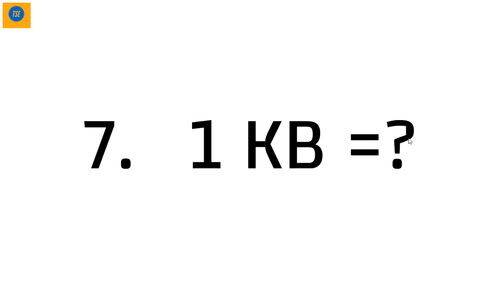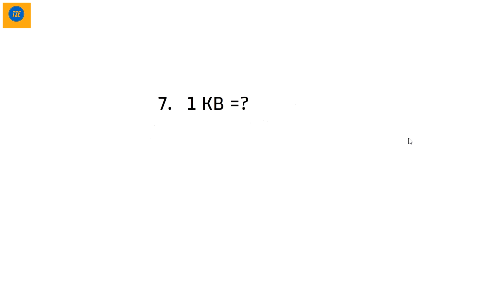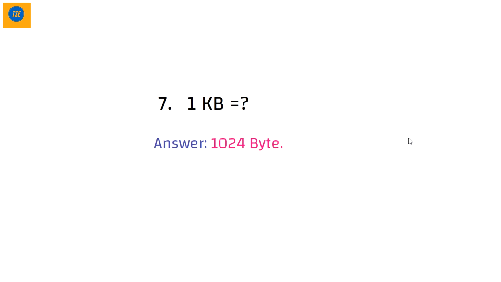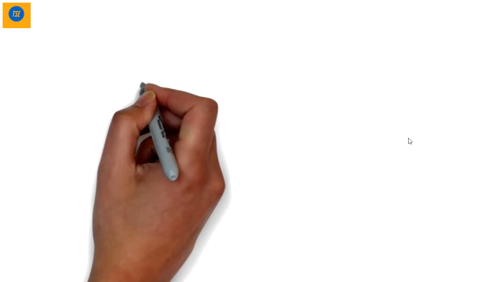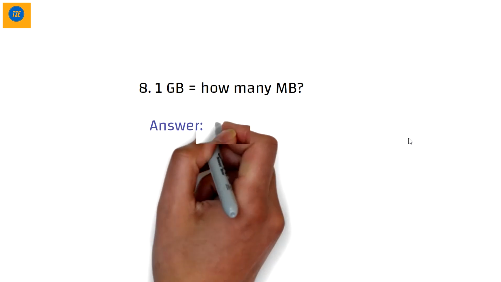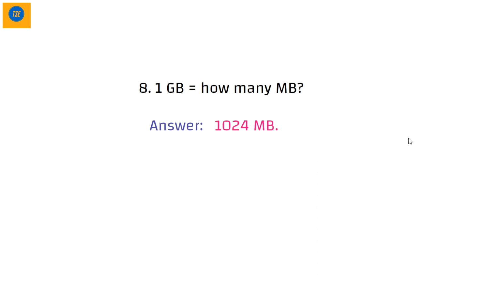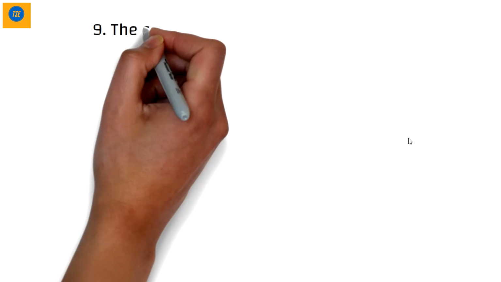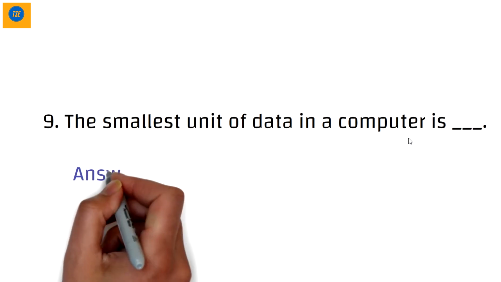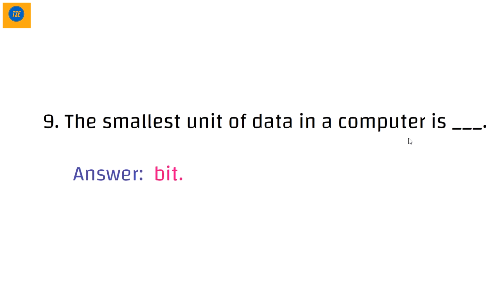1 KB is equal to? Answer: 1 KB is equal to 1024 bytes. Next question. 1 GB is equal to how many MB? Answer: 1024 MB. Next question. The smallest unit of data in a computer is? Answer: bit.